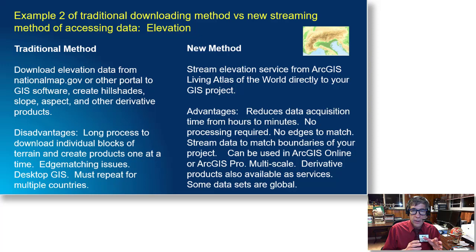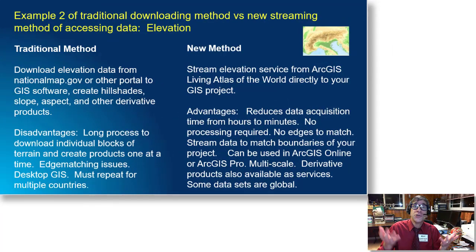Now let's examine an elevation example. The traditional method of obtaining elevation data is you'd go to nationalmap.gov or some other portal. You'd download that data to your GIS software. You'd create your hillshades, your slopes, your aspects, and other derivative products in your GIS software. The disadvantages to that method is that it was a long process to download individual blocks, sometimes 7.5-minute tiles, of terrain data. And then you'd have to create the products one at a time. Then you'd have to join them all together or stitch them all together. You might have edge matching issues, etc. It's also tied to desktop GIS. And you'd have to repeat it for multiple areas or even multiple countries outside the US.